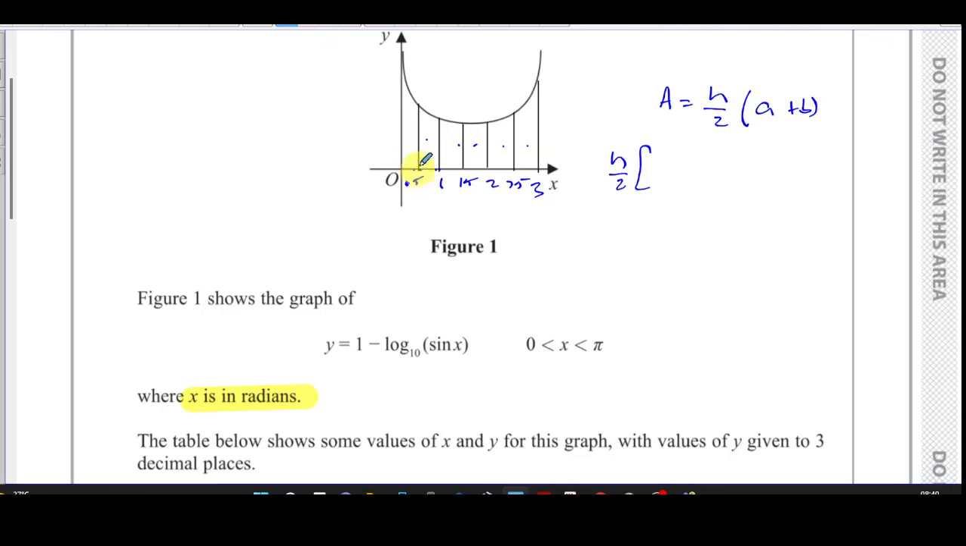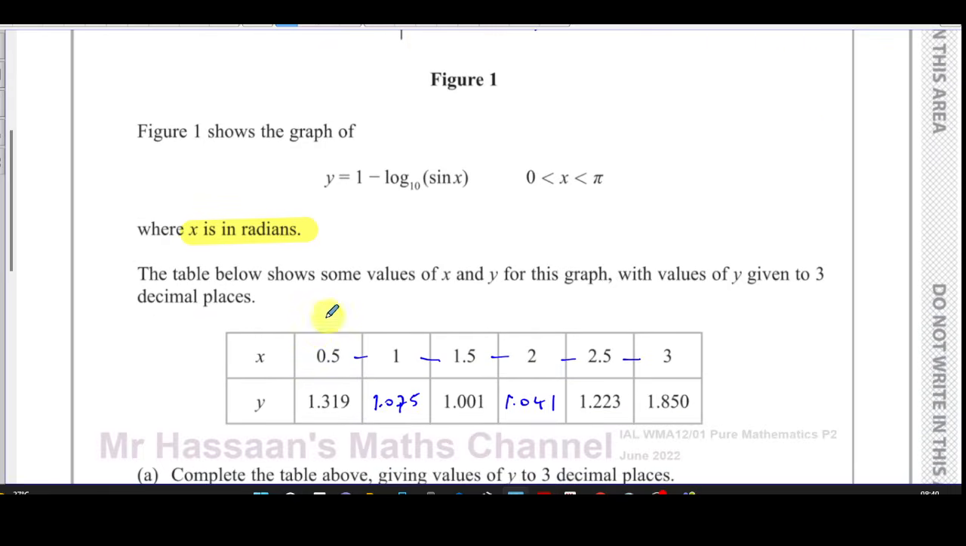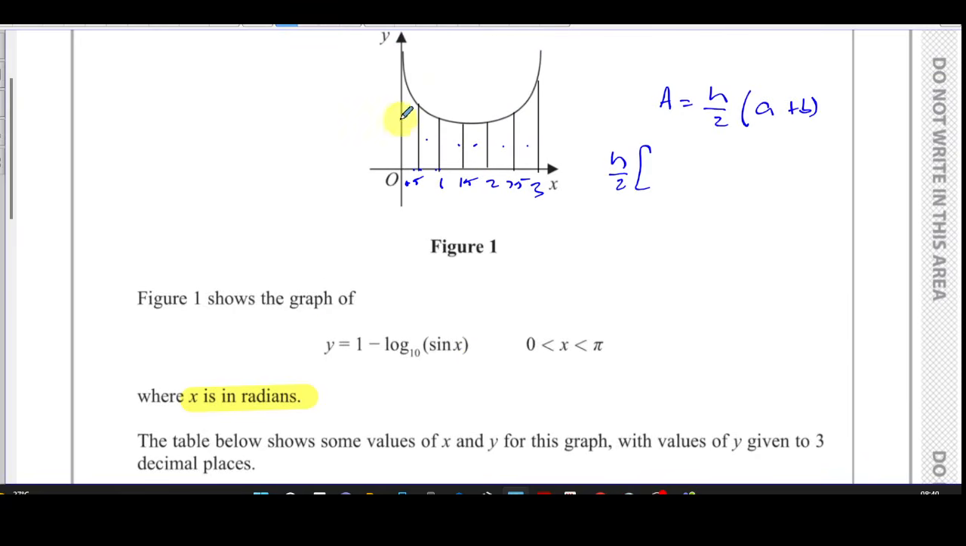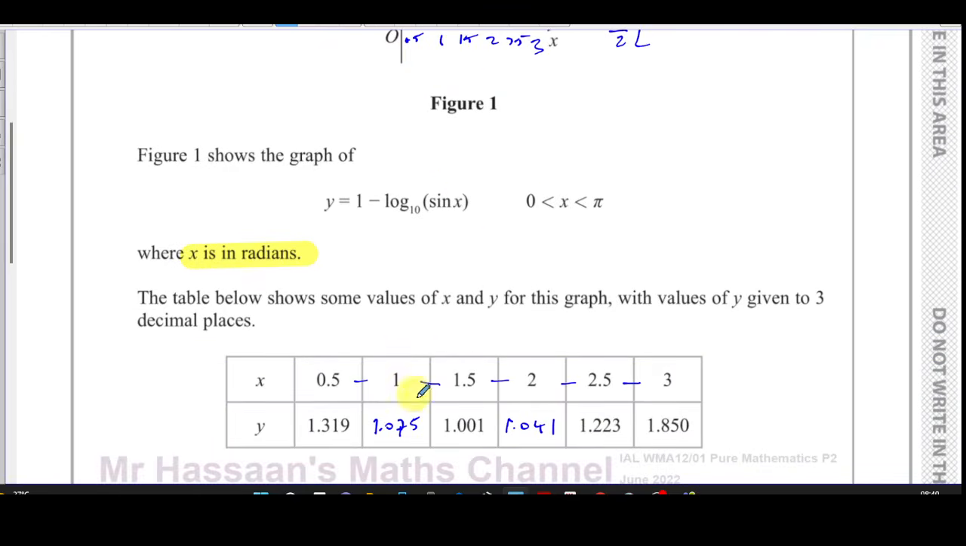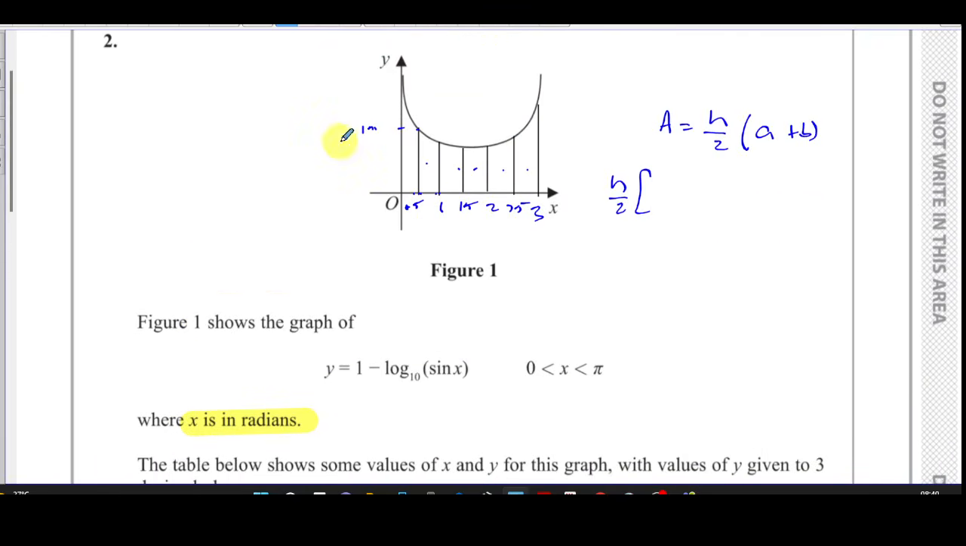Okay, the a and b are the lengths of the parallel sides, which are the y values that you get from your table. So when x is 0.5, y is 1.319. So that's the value up here, 1.319. That's how long this is. And when x is 1, y is 1.075. So that's the length of this parallel side.